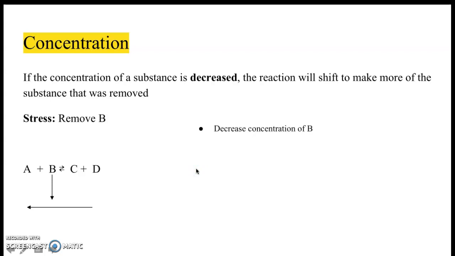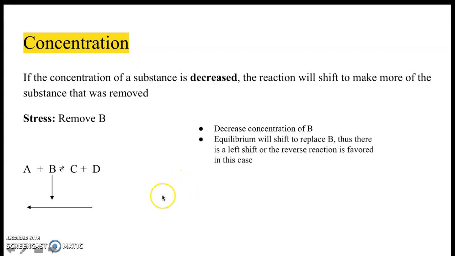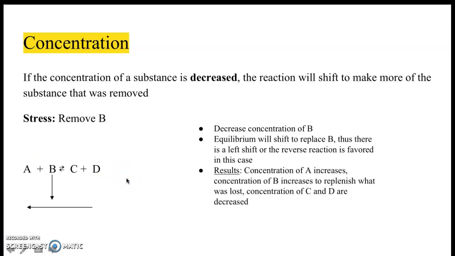So let's recap. We decrease the concentration of B. The equilibrium is going to shift to replace what's been removed. Thus, there's a left shift in this example. Our results are the concentration of A and the concentration of B are increased. We're replacing what's been removed of B. And C and D are going to decrease in concentration because they are being used to produce A and B.